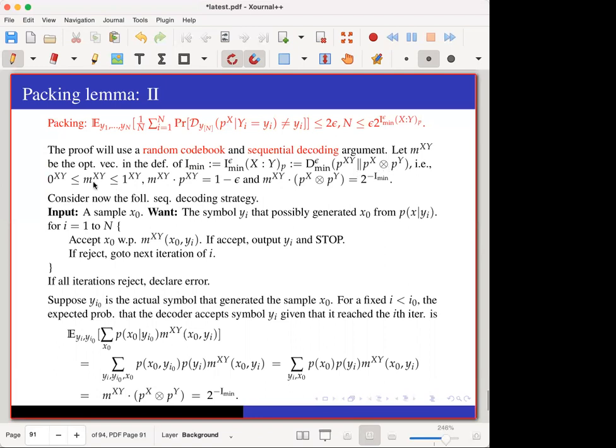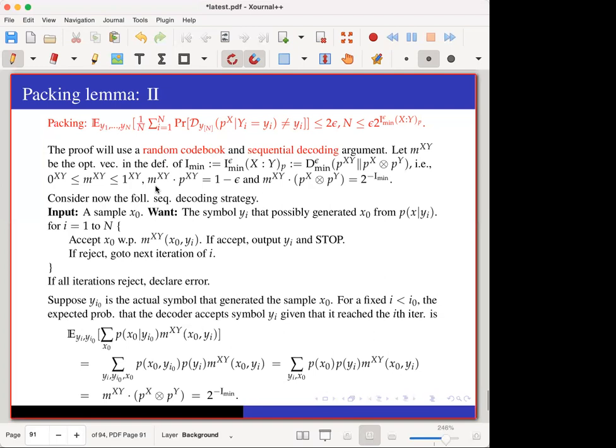So what do we mean by that? M is a vector where each coordinate lies between 0 and 1. Then the dot product of M with P is equal to 1 minus epsilon. So we know that the optimizing vector actually gives me the success probability for P with equality. So 1 minus epsilon is the success probability of P.